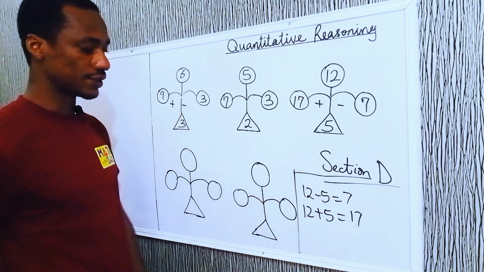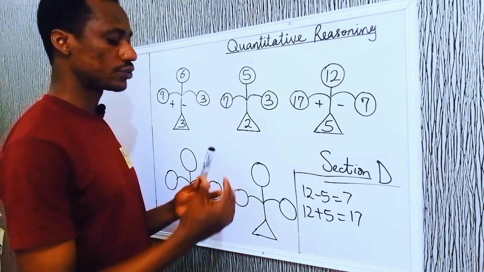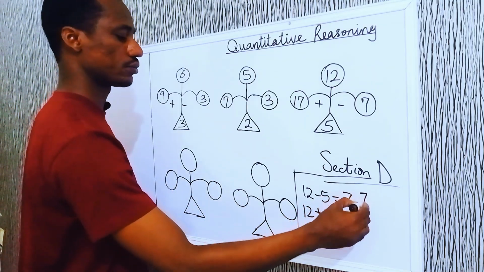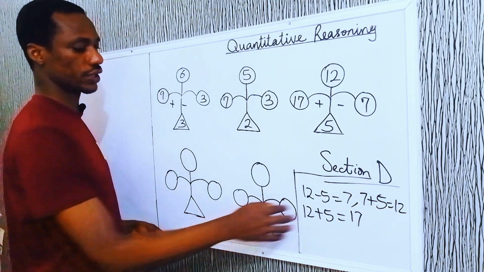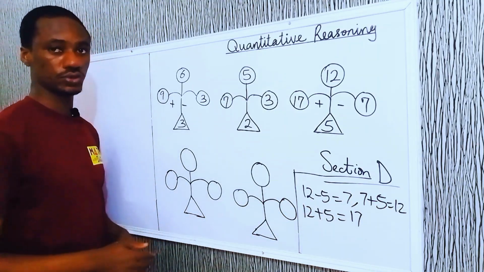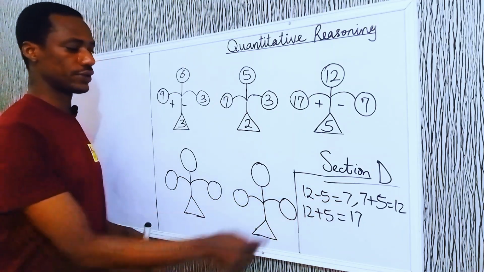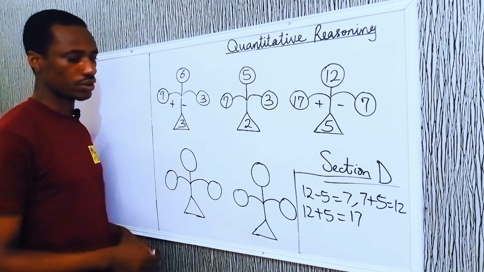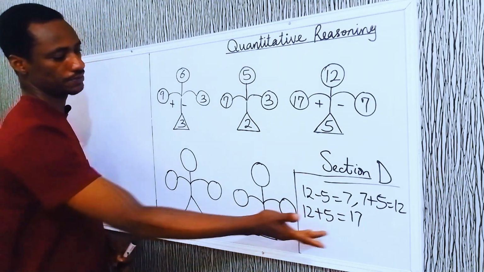So let's reverse this. If 12 minus 5 is equal to 7, how do you get 12? You do 7 plus 5, and that will give you 12, right? So if you add these two numbers together, it will give you 12. Since you subtracted 5 from 12, you have 7. And then if you add 5 to 7, you have 12, right? Okay, so the same thing here.